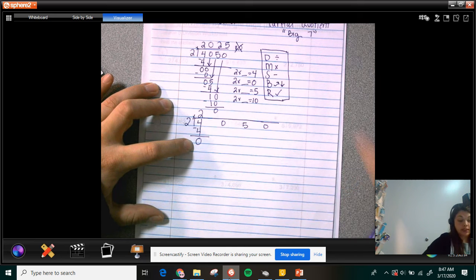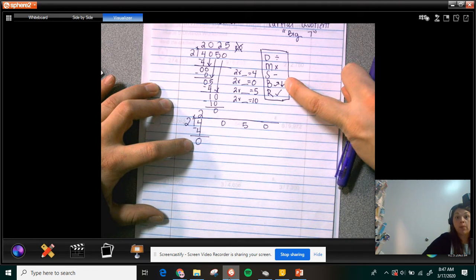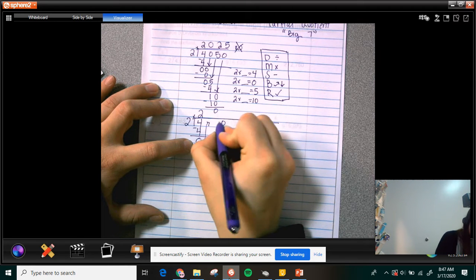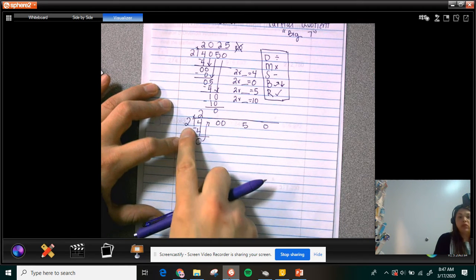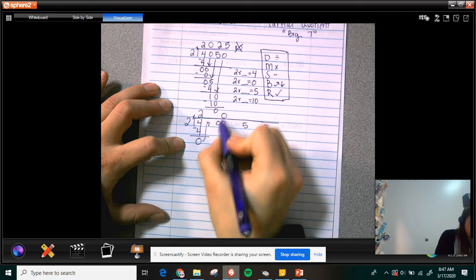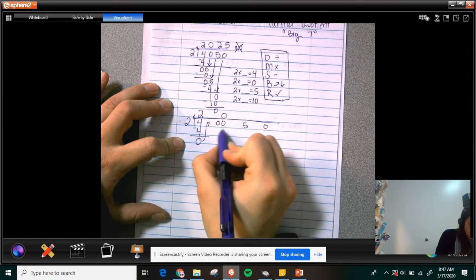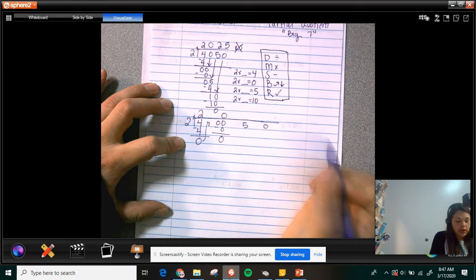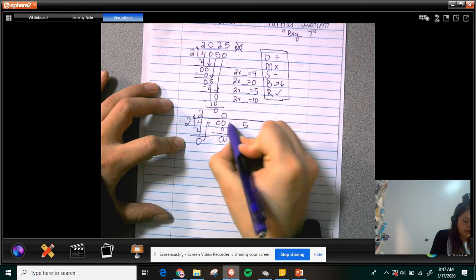Well, according to this right here, my next step is to bring over. So I'm going to bring this 0 over. Well, how many times can 2 go into 0? Well, I know that is 0 times. 0 times 2 is 0. I'm going to go ahead and subtract that, and I get 0. And I'm going to bring this over.